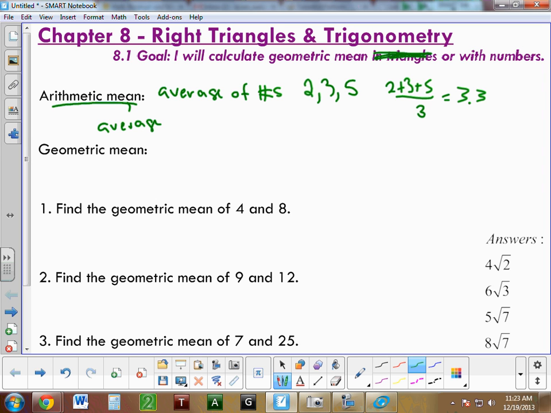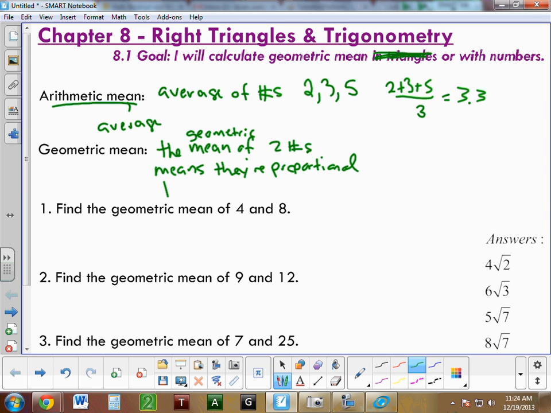Geometric mean is a little bit different. The geometric mean of two numbers means they're proportional to the same number. So again, the geometric mean of two numbers means they're proportional to the same number.